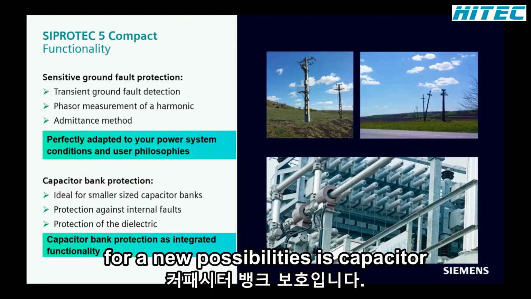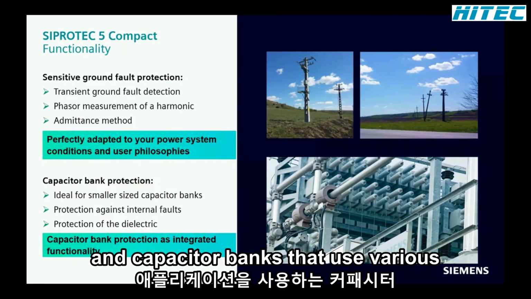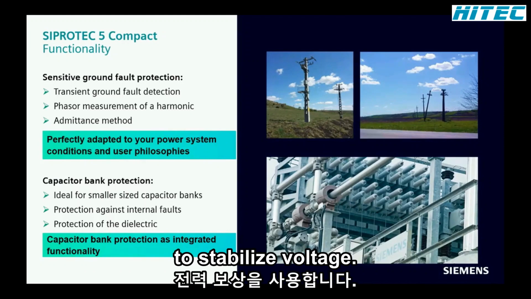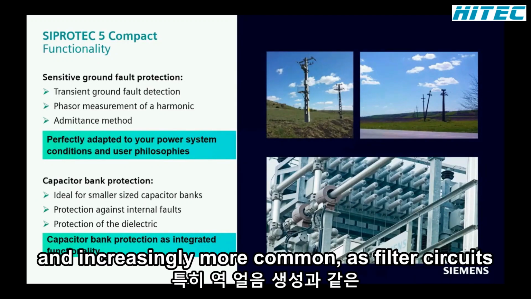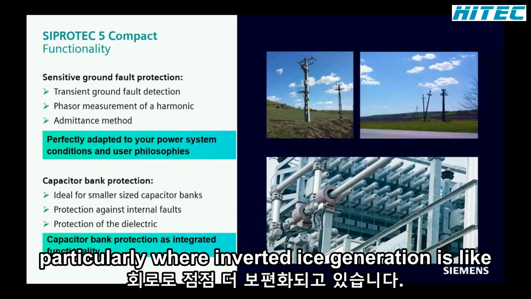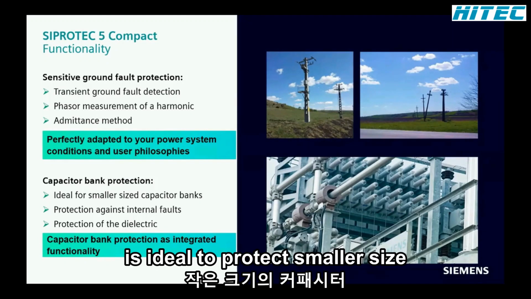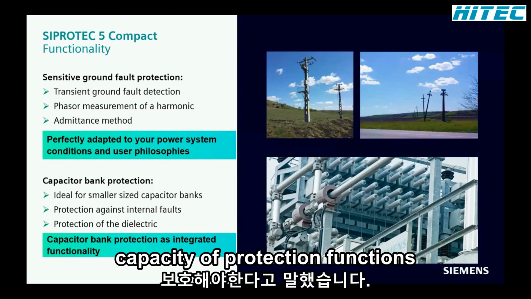Another good example for our new possibilities is capacitor bank protection. Capacitors and capacitor banks are used for various applications. For example, we use them as reactive power compensation to stabilize voltage. We also use them as fast voltage and reactive power control, and increasingly more common as filter circuits to eliminate certain frequencies, particularly where inverter-based generation is located. The SIPROTEC 5 Compact is ideal to protect smaller sized capacitor banks because it has specific capacitor protection functions built in.